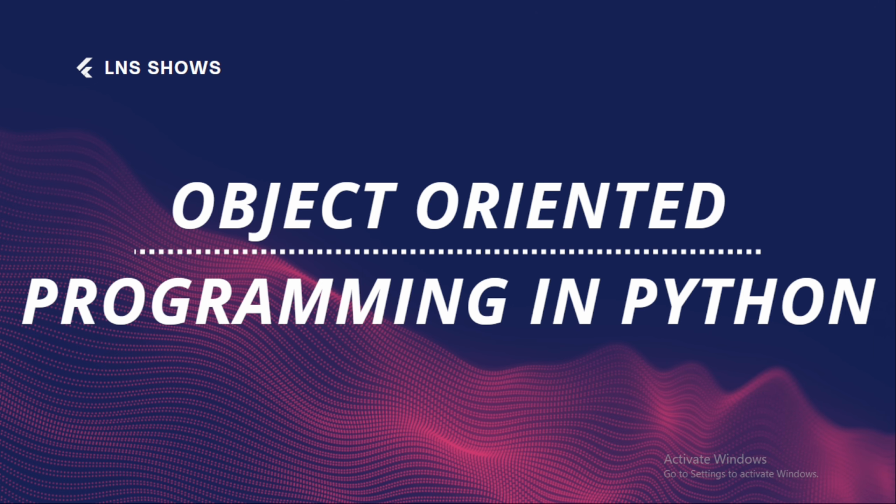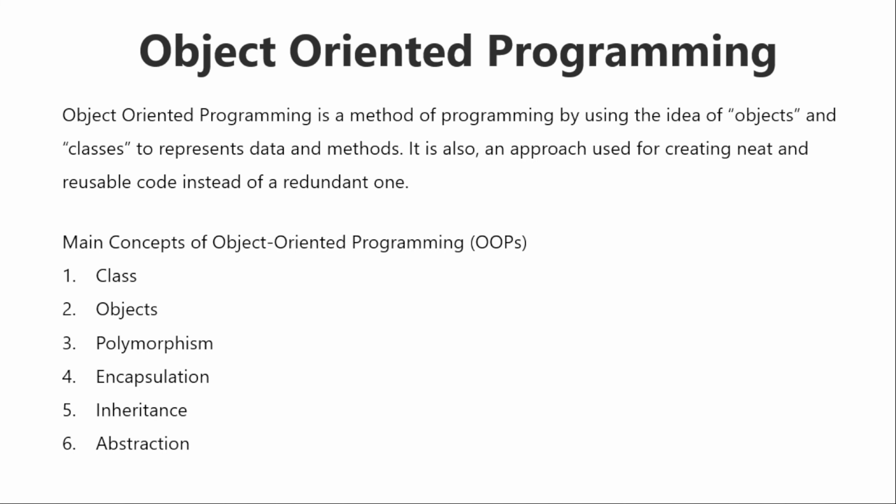In today's session, we will be discussing object-oriented programming in Python, where we will cover an introduction to OOPs and Python classes and objects. So what is object-oriented programming? Object-oriented programming is a method of programming that uses the ideas of objects and classes to represent the data and methods. It's also an approach used for creating neat and reusable code instead of redundant code.